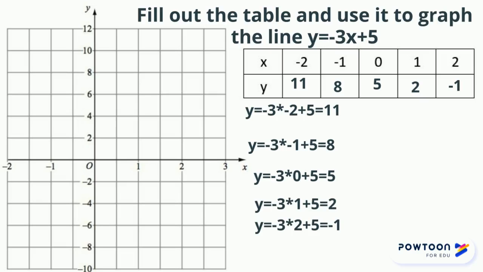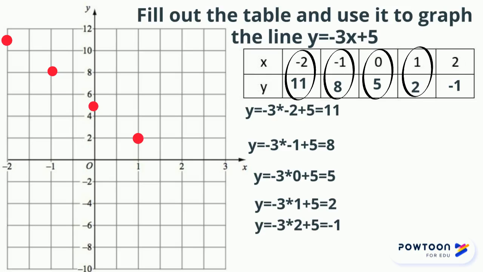Now we simply take our columns again and plot those points, so you'll have it at -2, 11, -1, 8, and so on. Do it for all of them, and then remember to connect with a line. It should be going downward, and it should be straight. If it's not, you need to take another look at it.